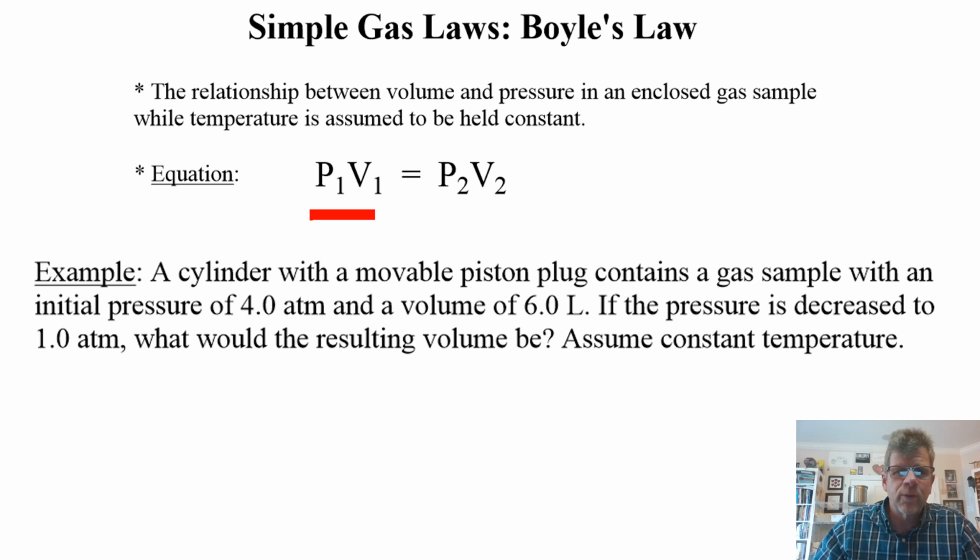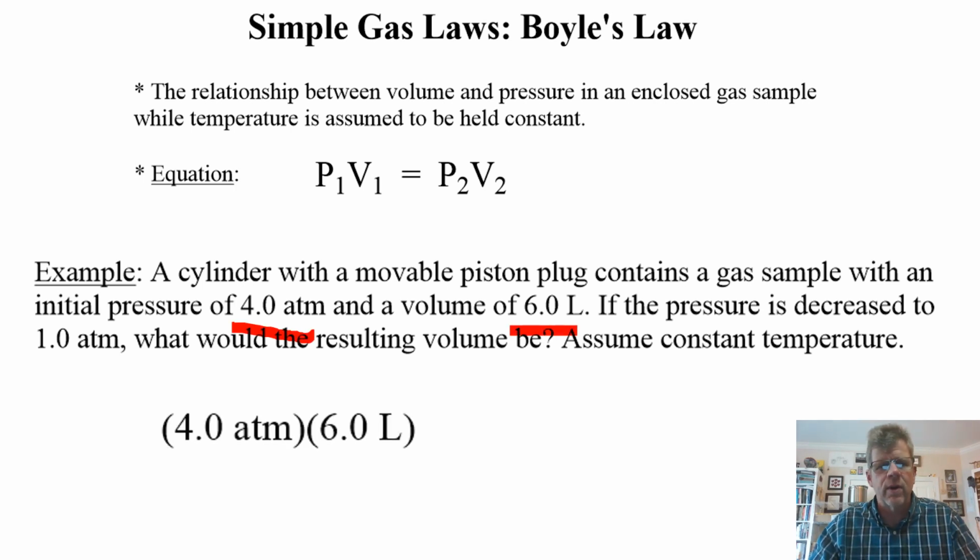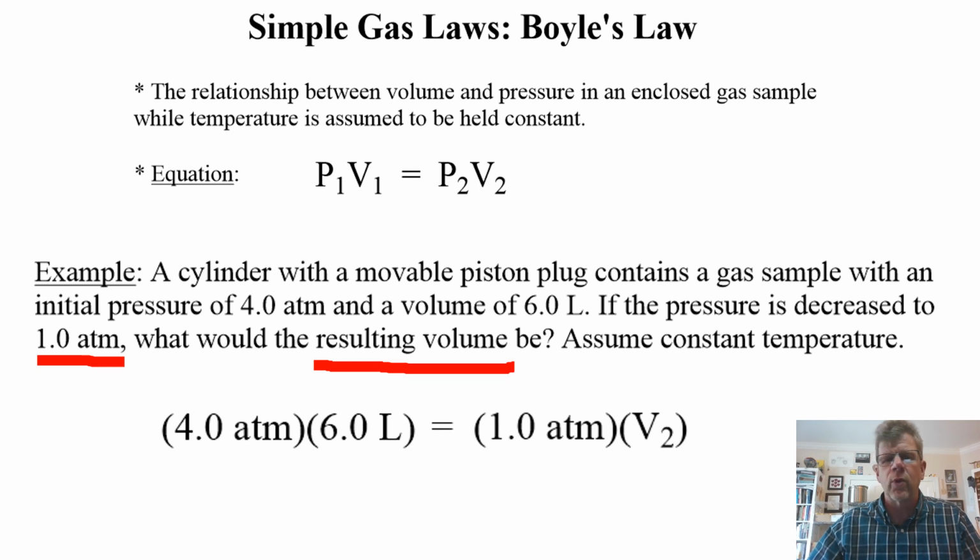So really, we're just plugging things in. We have our 2 initial sets of conditions. We have our initial pressure at 4 atmospheres and our initial volume at 6 liters. So we're just going to put those in there, P1 times V1. And then we look towards the other side. In this case, if the pressure is decreased to 1 atmosphere, that's P2, what would the resulting volume be? That's the question. So that is our unknown. So we put those over on the other side. 1 atmosphere times our unknown V2. That is what we want to find.